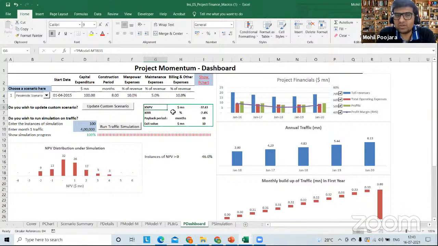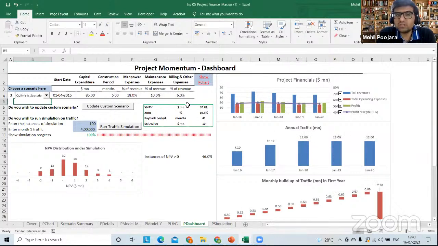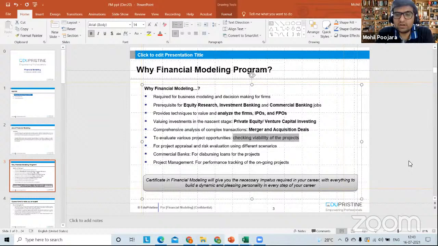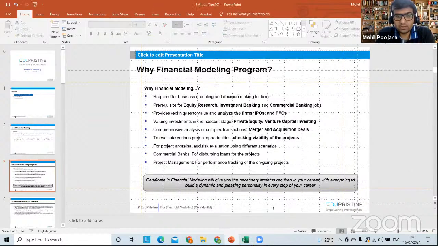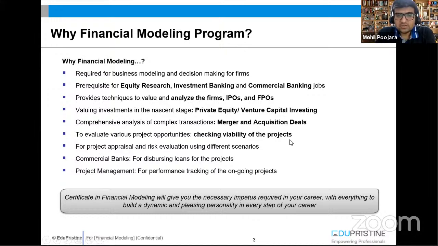If it's negative, I'm not investing in that project. If everything goes positive, which is the optimistic scenario, then what is the NPV IRR like? So we can take into consideration different scenarios before we take a decision there. So that's another field of finance that opens up. And similarly, we do project appraisal and risk evaluation. We spoke about commercial banking and we spoke about project management as well, which is in capital budgeting or investment decisions. So these are the different careers or skill sets that open up once you have the financial modeling skill set in your back pocket.